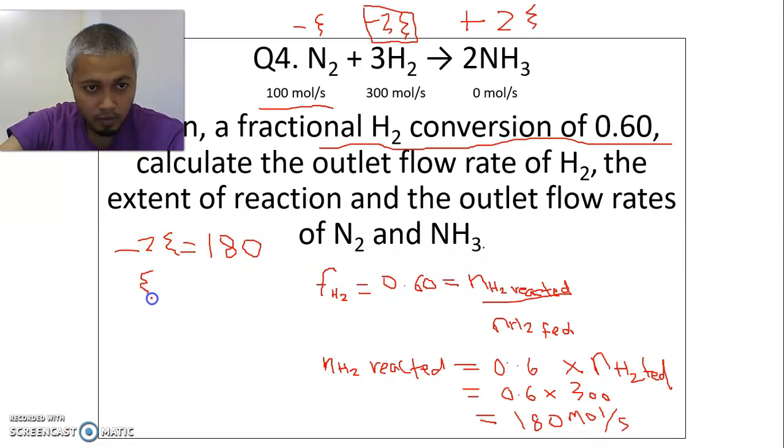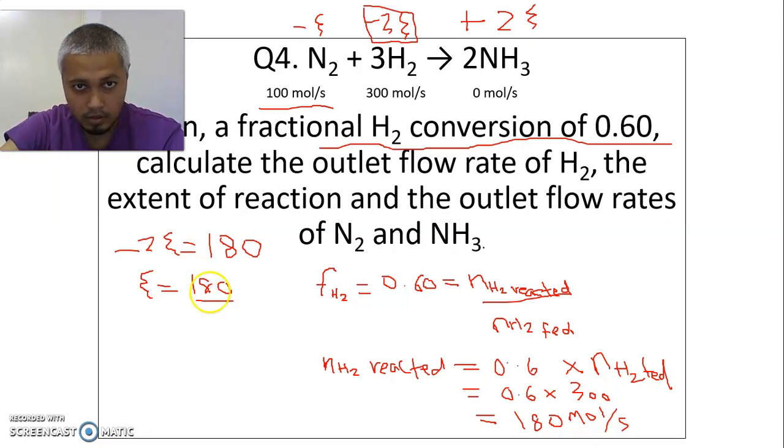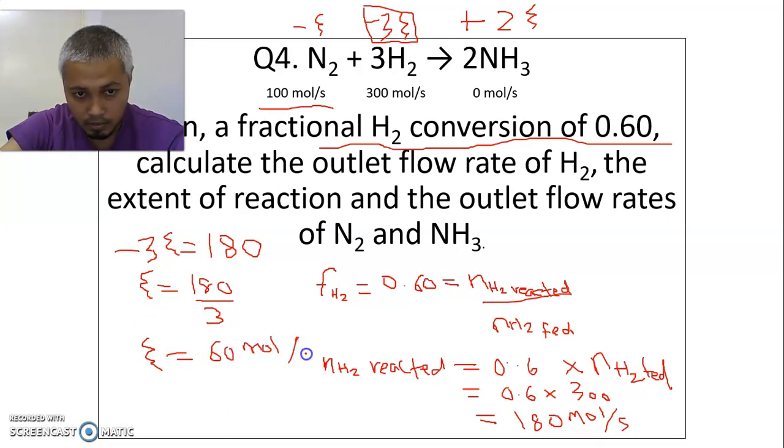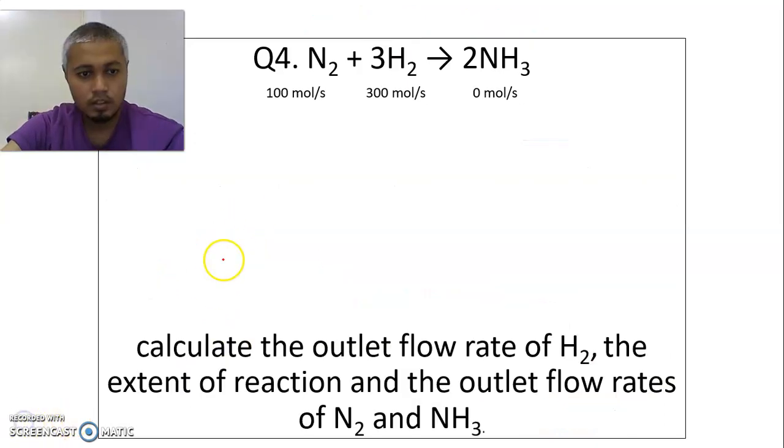So we find the value of the extent of reaction, where we have 180 over 3, sorry, this is 3. So epsilon equals 60 mole per second. From the previous calculation we already know that the extent of reaction is 60, epsilon is 60.